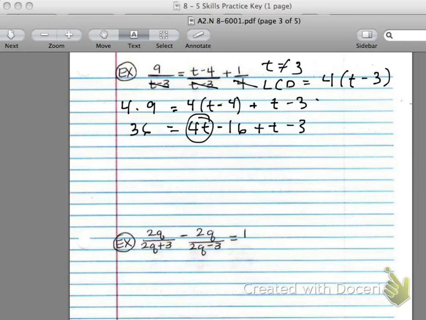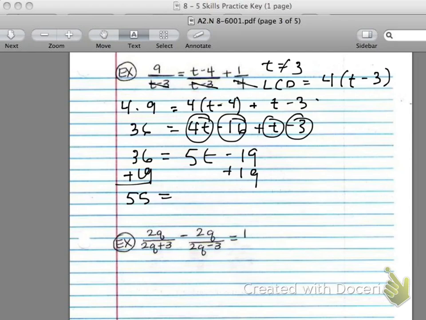Here I have 4t and t, which is 5t. Then I have negative 16 and negative 3, which is minus 19. What kind of problem do I have? Linear. This makes life easy, so I just solve for t. Add 19 to both sides. I end up with 55 equals 5t. Divide both sides by 5. T equals 11. And again, a good deal would be to check to make sure this works.